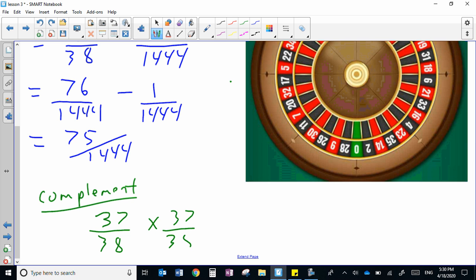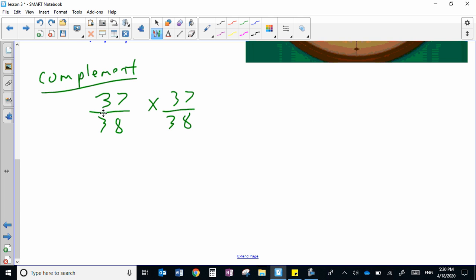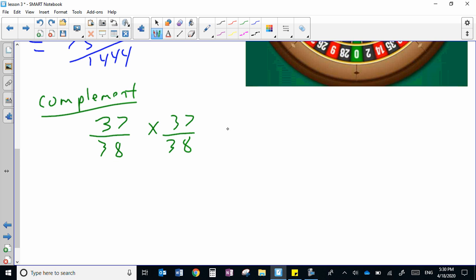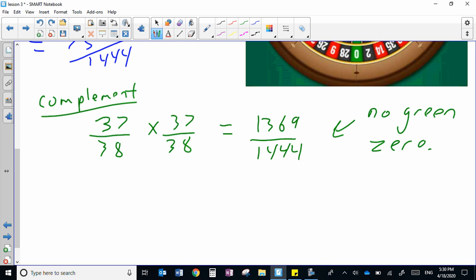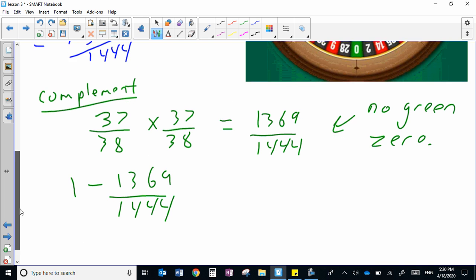And those events are independent. So I'm okay to multiply their probabilities together. The only time I'm not okay to multiply probabilities like this together is if this outcome affects this. And on a roulette wheel, it does not. Now, if you multiply those together, you get this right here. That's the probability of no green zero, which is the complement of what we're looking for. So we could instead have subtracted that and said, okay, well, if this doesn't happen, it means we got at least 1 green zero.